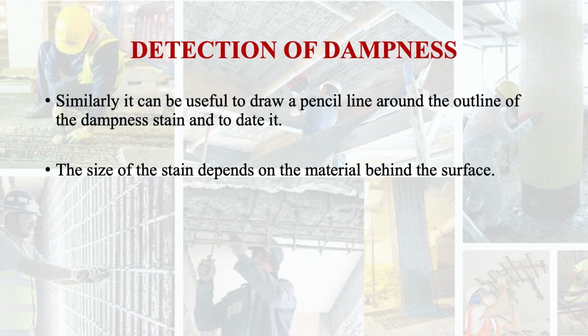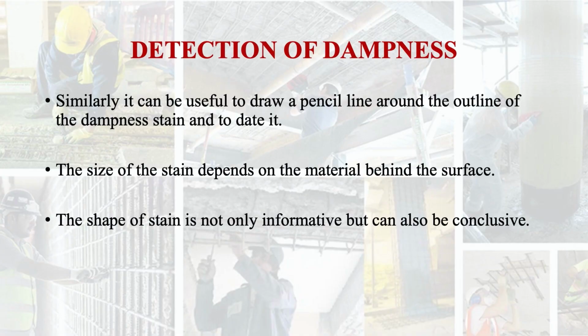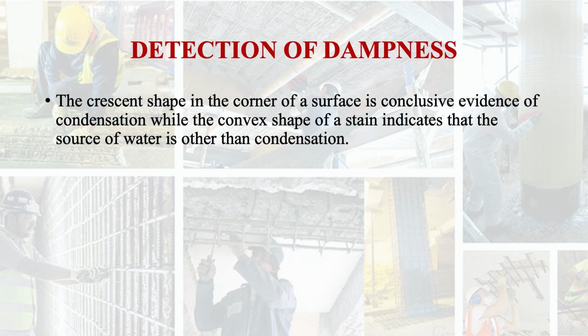The size of a stain depends on the material behind the surface. So the size of the stain will also depend on the material used. The shape of a stain is not only informative but can also be conclusive. How? The crescent shape in the corner of a surface is conclusive evidence of condensation, while the convex shape of a stain indicates that the source of water is other than condensation. So the shape of a stain also tells about the source.